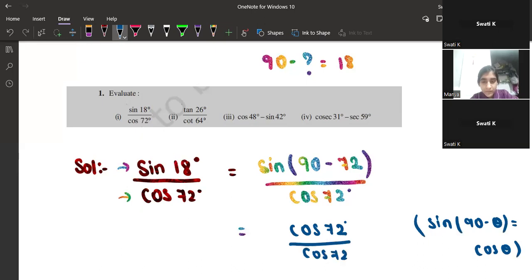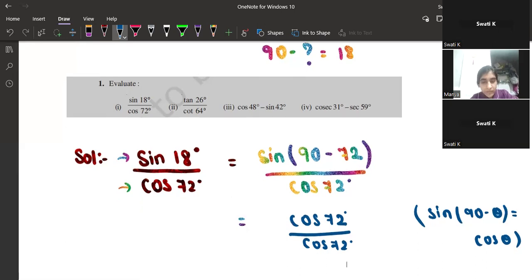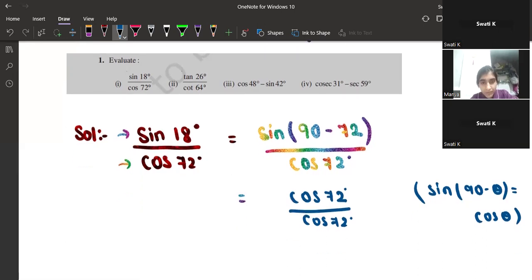Now tell me, Manya, if we have same thing divided by same thing, what is the answer? Same thing divided by the same thing. 2 by 2 is 0 or is it 1? 1. So the answer is 1. We are done. That's it.